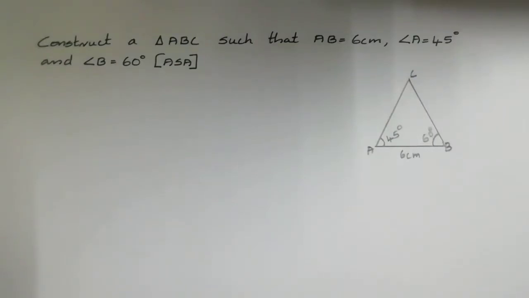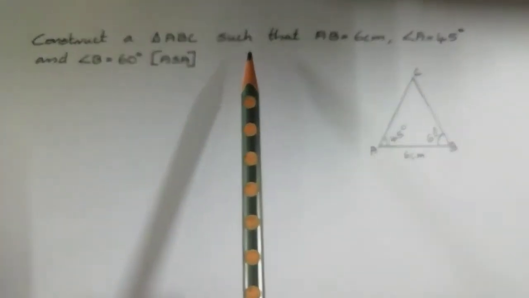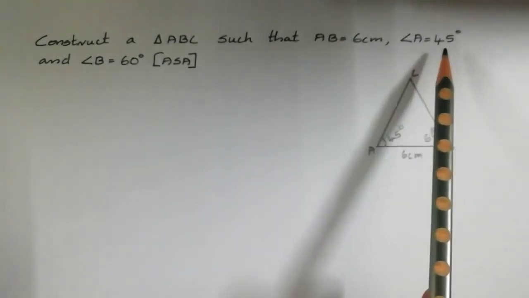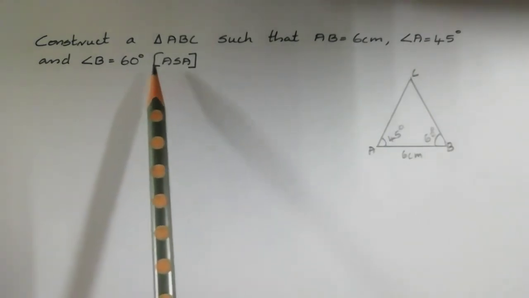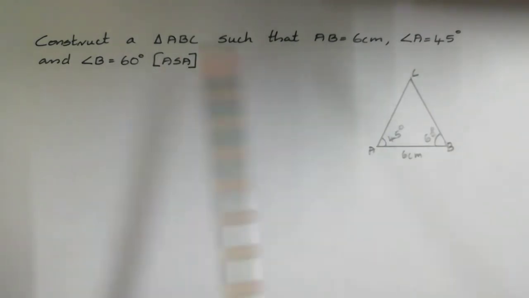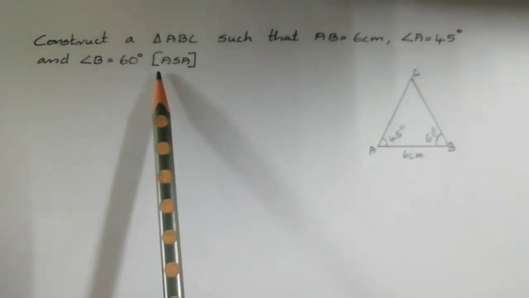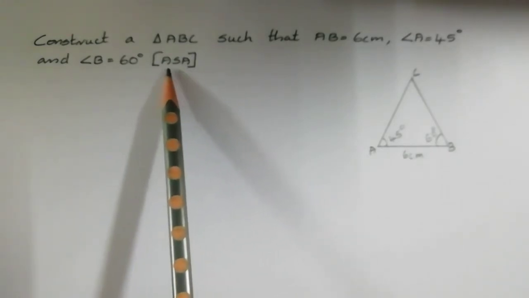Construction of a triangle when two angles and the included side are given. Question: construct a triangle ABC such that AB equal to 6 centimeter, angle A equal to 45 degree and angle B equal to 60 degree. Here two angles and included side are given. Angle, side, angle, A S A.